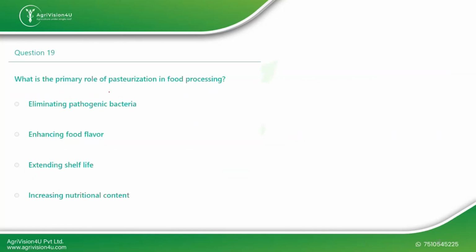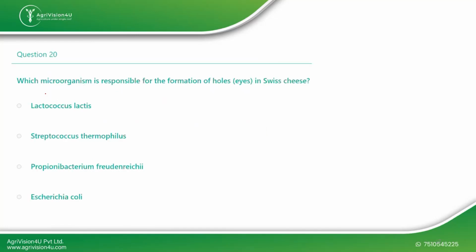So the next question is, what is the primary role of pasteurization in food processing? All of you are aware of the pasteurization process, why this process is being done, and what its importance is. The primary role of pasteurization in food processing is eliminating pathogenic bacteria. So to eliminate pathogenic bacteria, you have to perform pasteurization. And also, in pasteurization, you will have the time temperature phenomenon, which all of you are aware of.